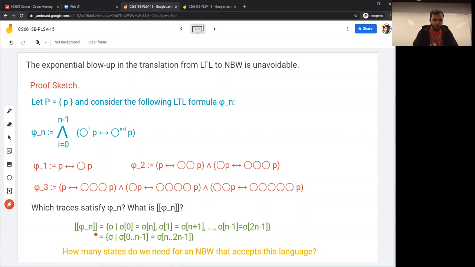So which traces satisfy phi n? Exactly the things that I said. The traces that satisfy phi n are all those traces sigma such that the first n letters, sigma from 0 to n minus 1, are equal to sigma from n to 2n minus 1, the second n letters. So the first question that comes to mind is, what is the length of this formula? Because I'm writing it in this shorthand format here, but in reality, the formula is this. So what is the length of my formula?